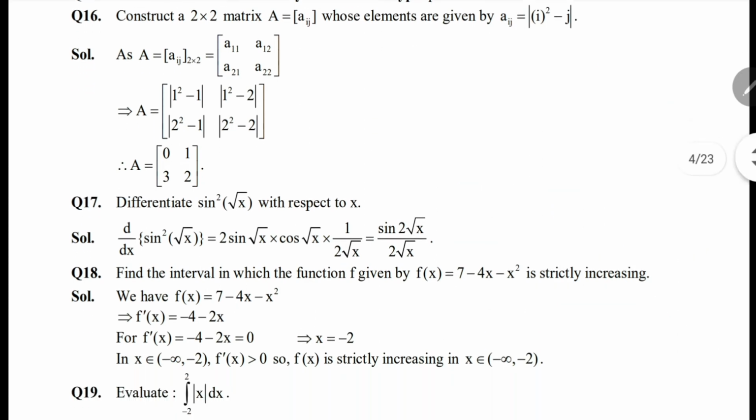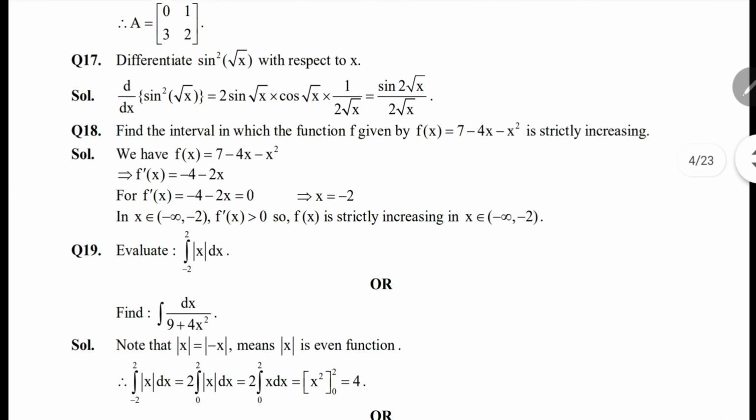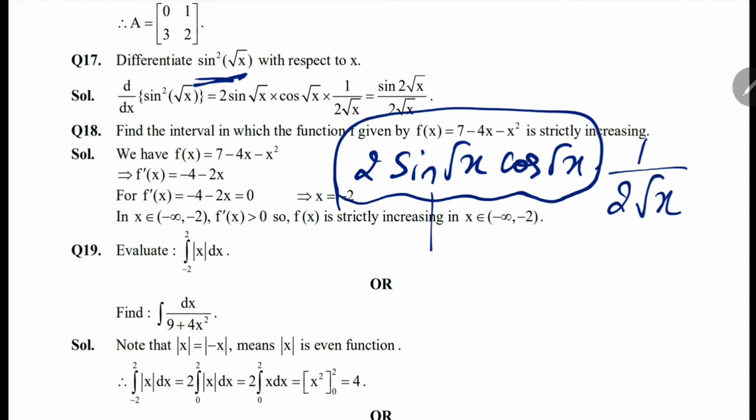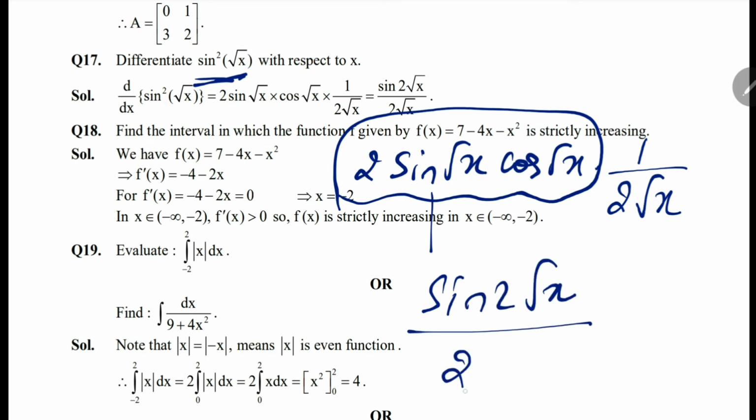Okay, now we have question number 17 on derivative. We have to differentiate this function, sine square angle. So sine square angle means it is twice sine angle, then the derivative of the sine function, that is cos angle, and the derivative of the angle, that is 1 by 2 root x. It is 2 sine a cos a, which is sine 2a, the formula I just told, and then 2 root x is in the denominator from this expression. So this is the answer of this problem.